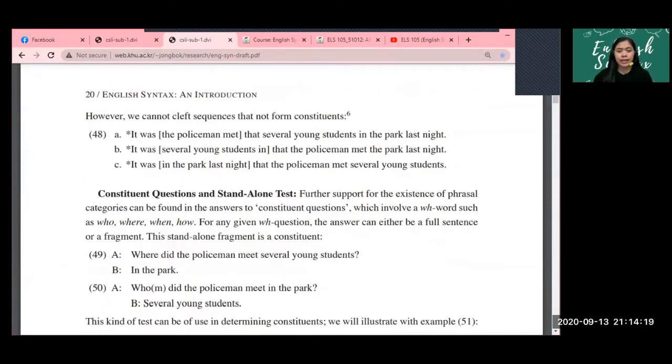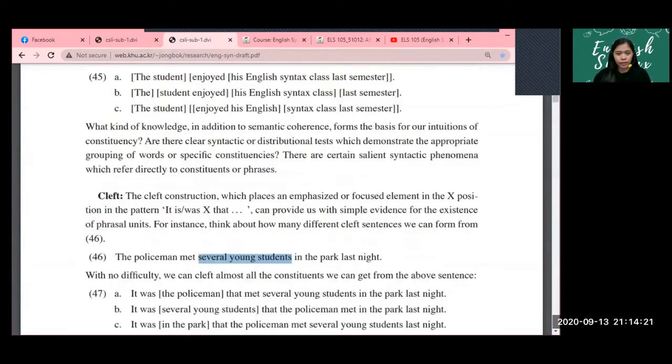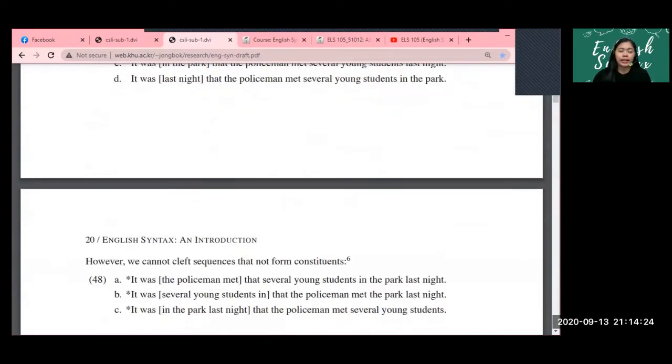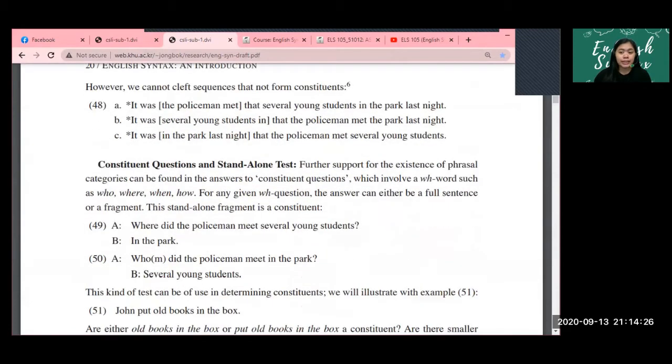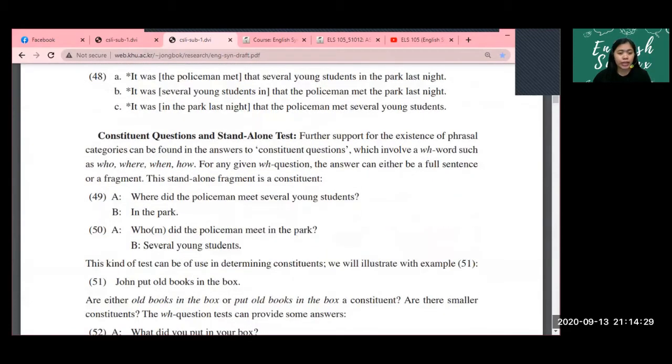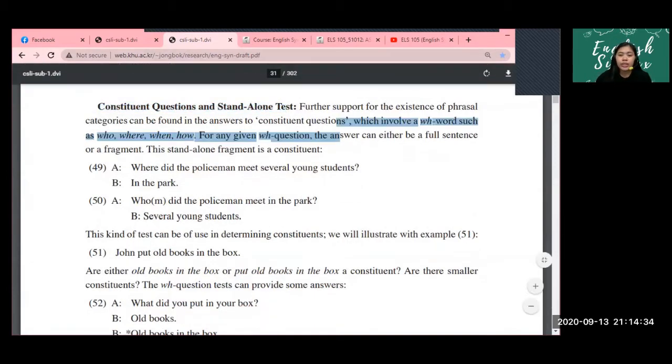Another salient syntactic phenomenon to identify a group of words as a phrase or a constituent is through constituent questions in standalone text. To further support the existence of phrasal categories, they can be found in answers to constituent questions, which involve WH-word questions such as who, where, when, how. For any given WH question, the answer can be either a full sentence or a fragment. This standalone fragment is a constituent.